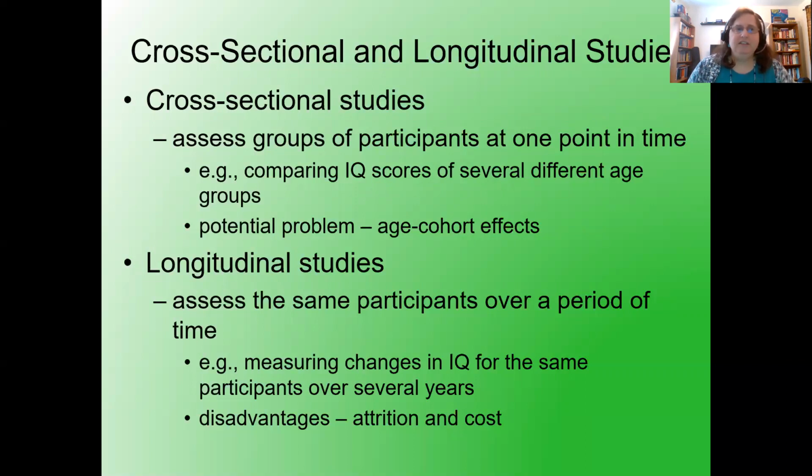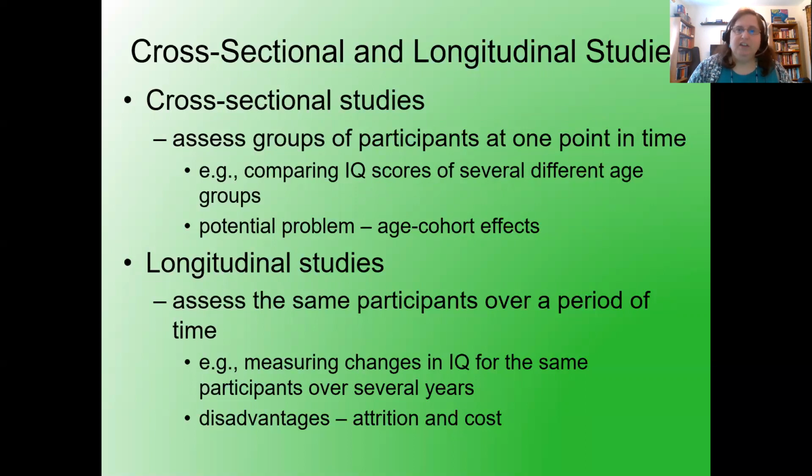Okay. So let's say we're going to compare IQ scores of 7-year-olds, 9-year-olds, and 11-year-olds. But what if it just so happened that there is this age cohort problem, right? What if it so happens that there's more than IQ that's impacting this difference?